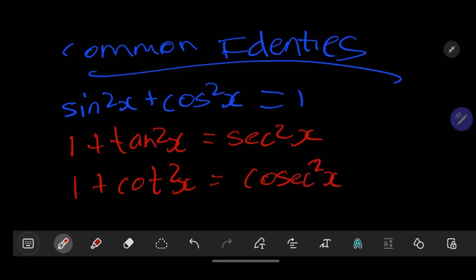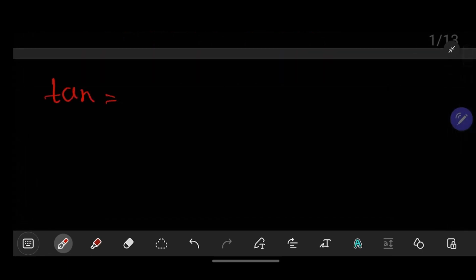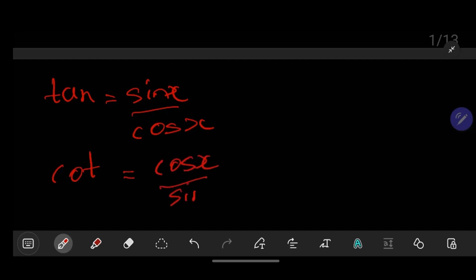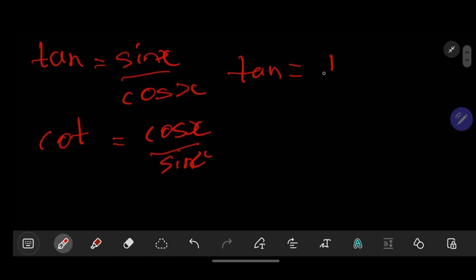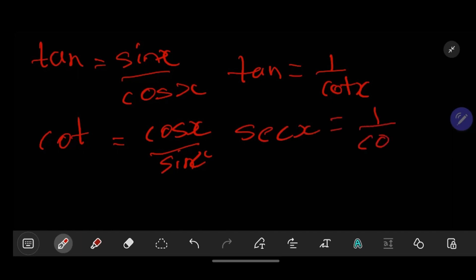Okay, what else do we need to know or remember? So we know that tan is equal to sine of x over cos of x. We know that cot is the inverse of tan, so that's just equal to cos x over sine x, or tan, like I said, is equal to 1 over cot of x. Sec of x is equal to 1 over cos of x, and cosec is 1 over sine of x. Okay, so just remember these, some basic or most common ones, and let's get cracking into the first example.